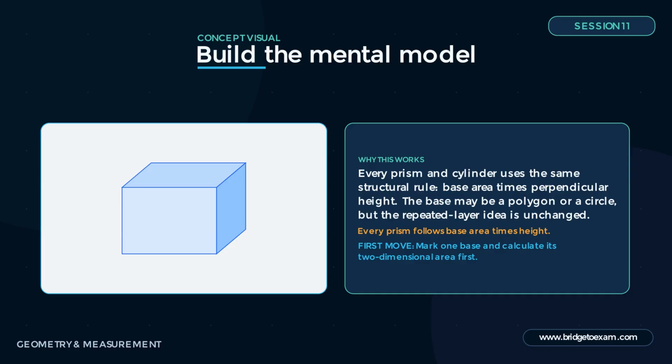A complete line of work should make the diagram, formula, substitution, arithmetic, unit, and conclusion easy for another learner to audit. Use this repeatable method. First, mark one base and calculate its two-dimensional area first. Second, identify the perpendicular distance between the matching bases as the solid's height. Third, multiply B times H.